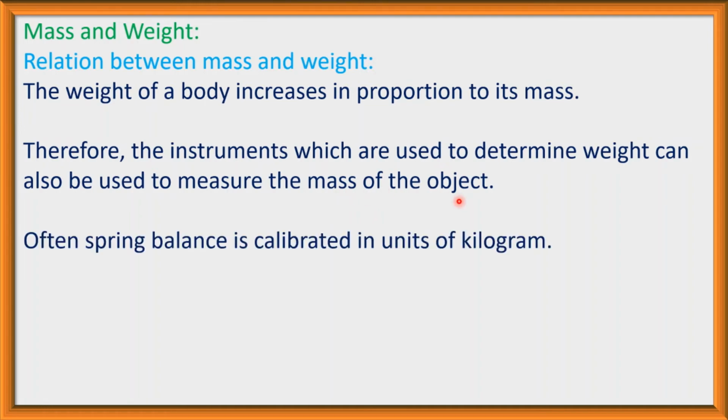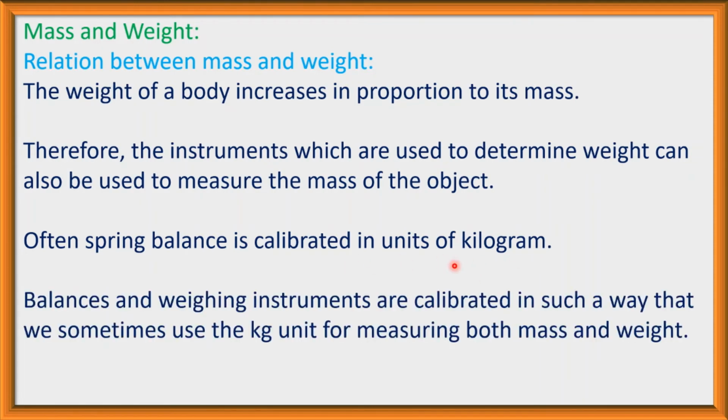Often a spring balance is calibrated in units of kilogram. Balances and weighing instruments are calibrated in such a way that we sometimes use the kilogram unit for measuring both mass and weight. That is, for measuring both mass and weight we use kg, but it is wrong practice, because the unit of weight is Newton and the unit of mass is kilogram.